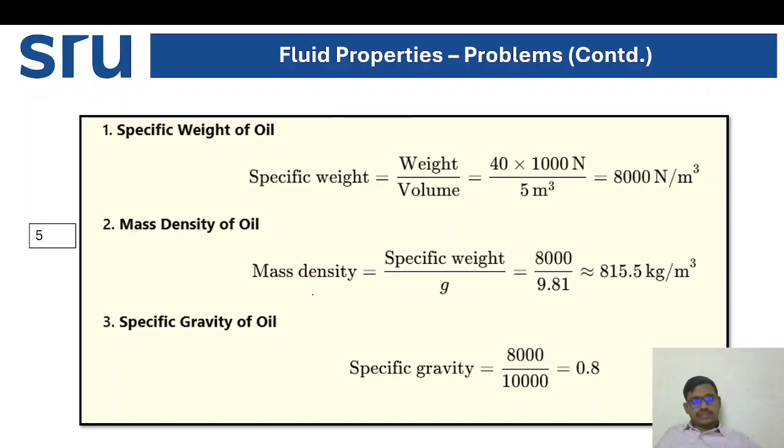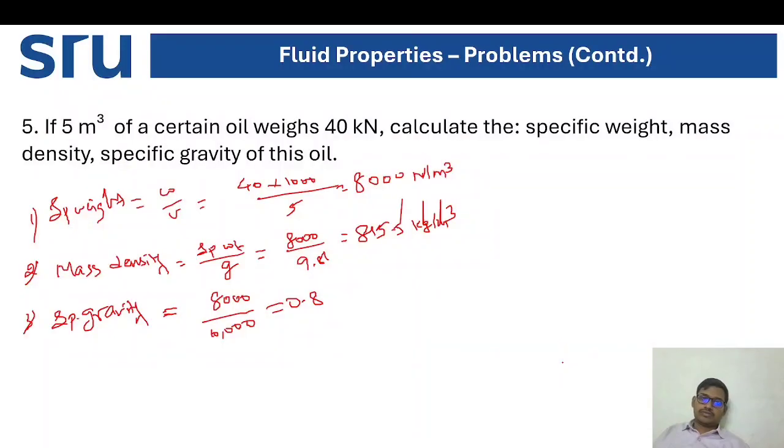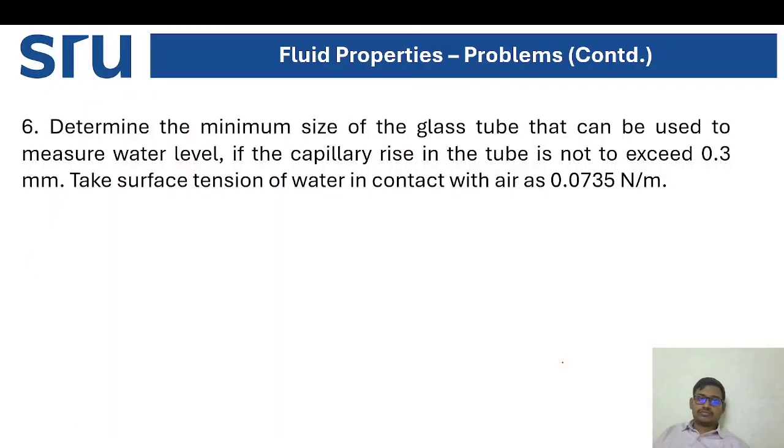So here we can see specific weight equal to weight by volume, 40 into 1000 by 5 meter cube equal to 8,000 Newton per meter cube. Mass density of oil equal to specific weight by G, that is equal to 8,000 by 9.81, that is equal to 815.5. And specific gravity equal to 8,000 by 10,000 equal to 0.8. So one more problem we will see.